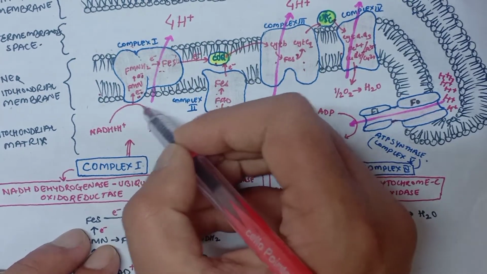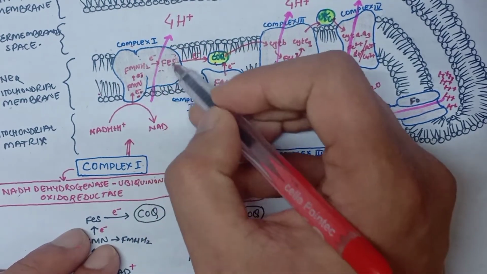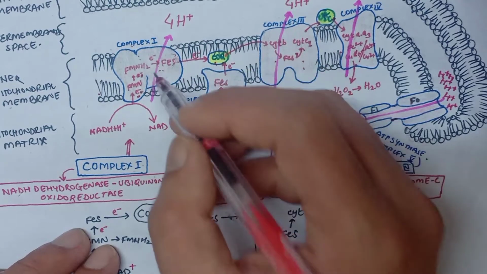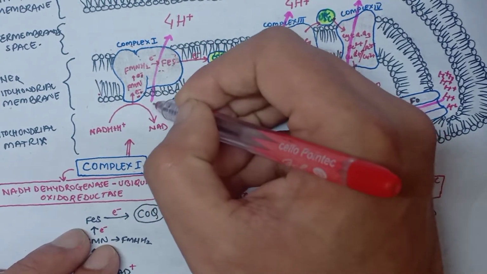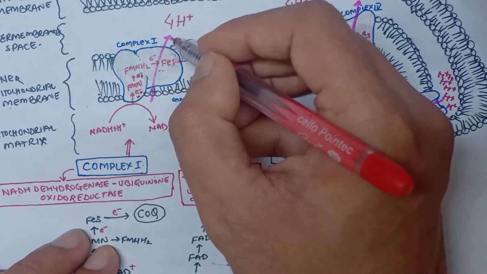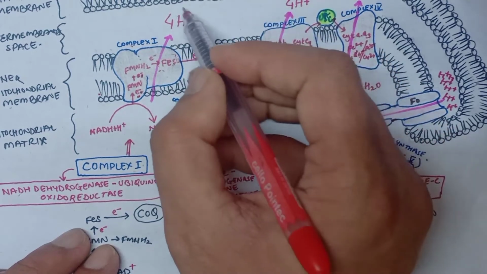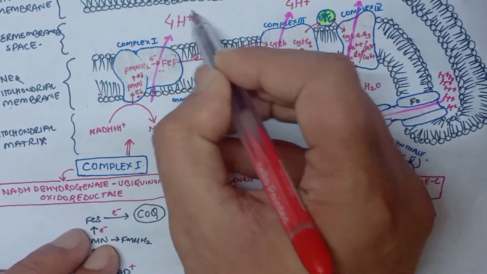So during the transfer of electron from complex 1, near about 10 to 12 kilocalories of energy is released, and this energy is utilized to pump 4 protons across the inner mitochondrial membrane into the intermembranous space. So in intermembranous space we have 4 protons right now.